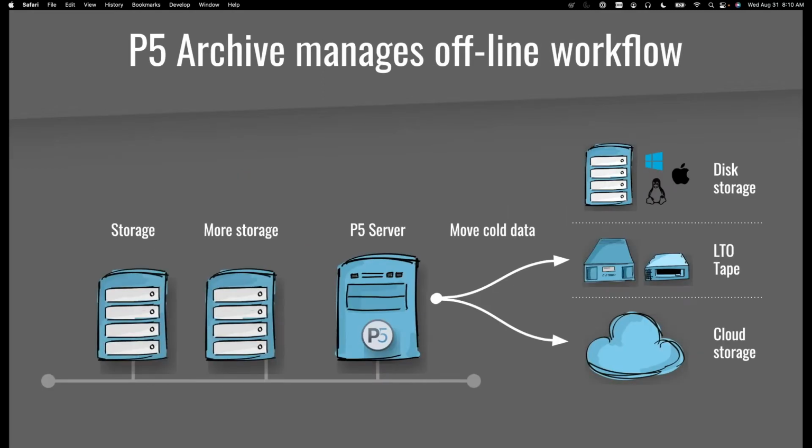So a P5 archive workflow might look something like this, where you've got storage and more storage and more storage. You introduce a P5 server, and then you can basically move what we call cold data, which is data which hasn't been touched for a while, and you can move that to disk, LTO tape, or cloud storage.